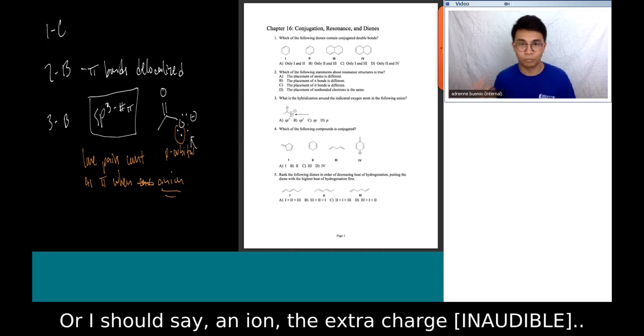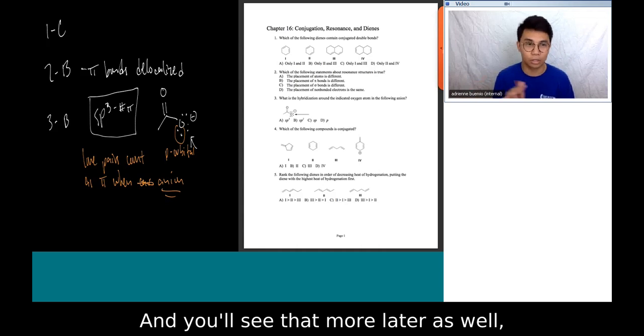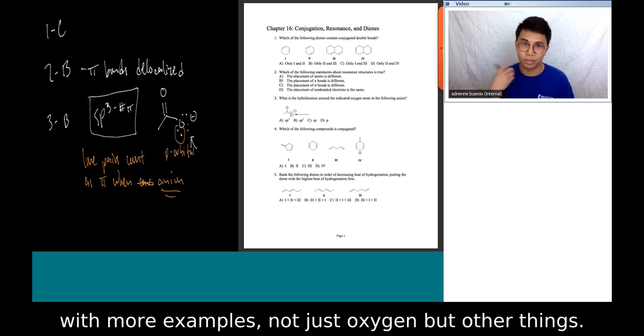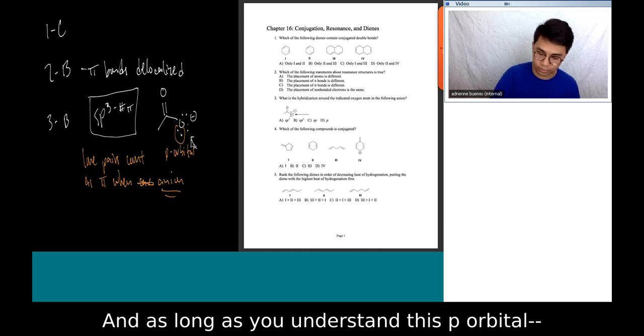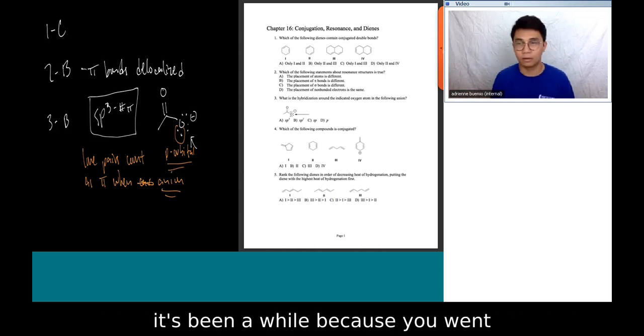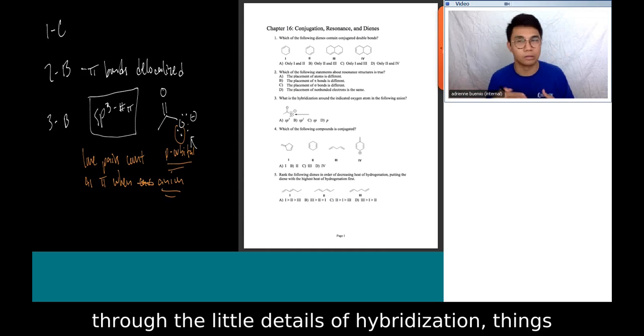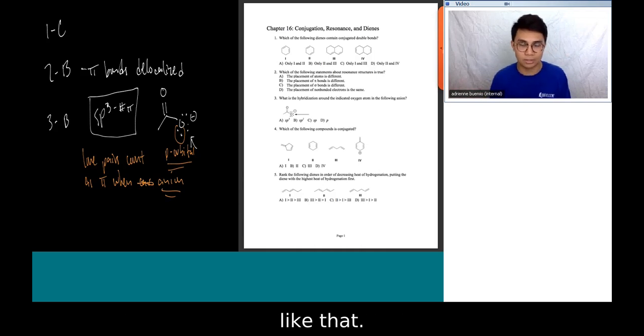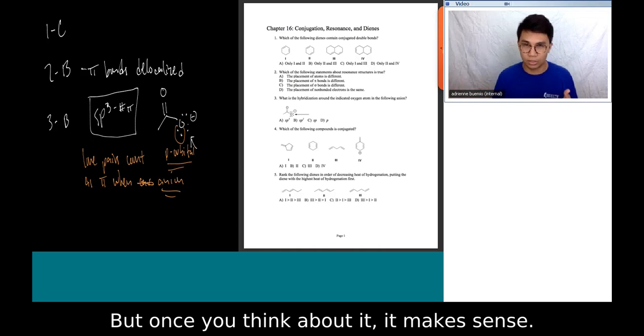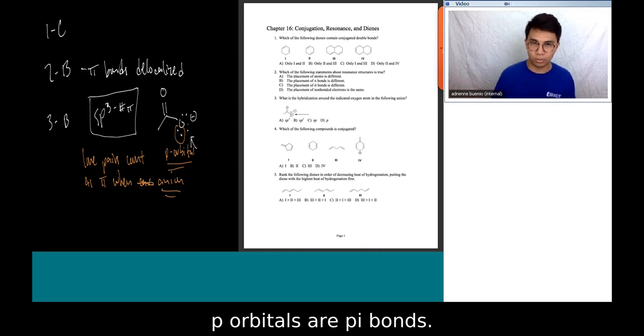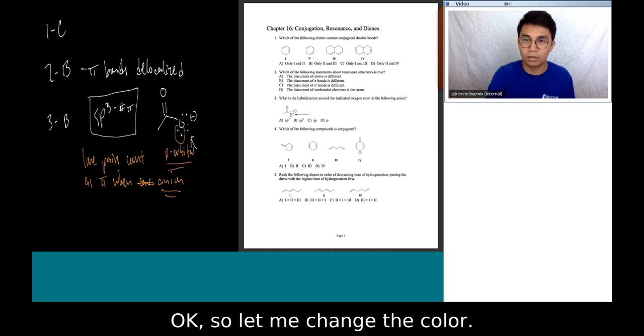The extra charge and things like that. And you'll see that more later as well, with more examples, not just oxygen but other things. So, as long as you understand this p orbital, it's been a while since we went through the little details of hybridization, things like that. But once you think about it, it makes sense, right? P orbitals are pi bonds. Okay, so let me change the color.